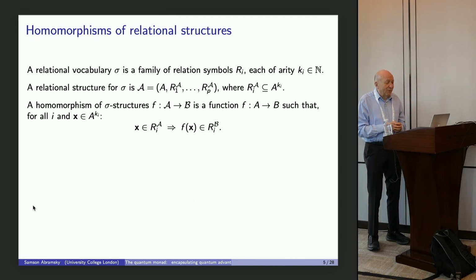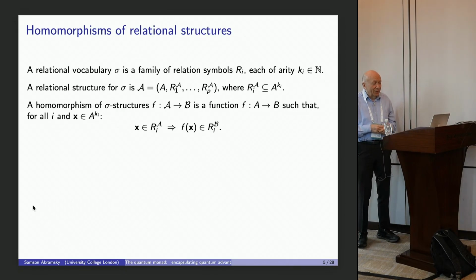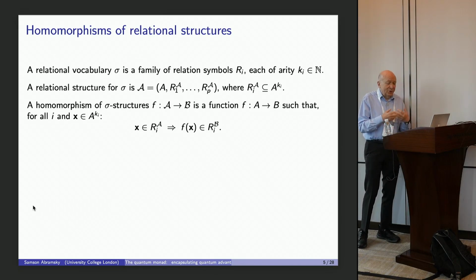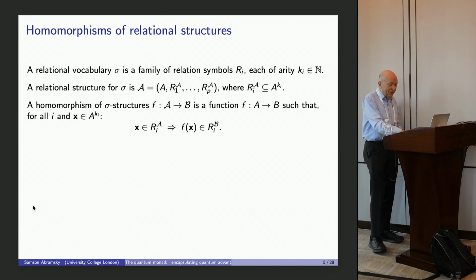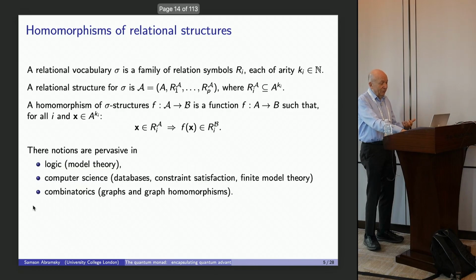And then a homomorphism is just what you'd think it would be. It's a function on the underlying sets which takes tuples in each input relation to tuples in the relation on the output structure. So it preserves the relations which are part of the structure. So again, the canonical example would be graph homomorphisms.